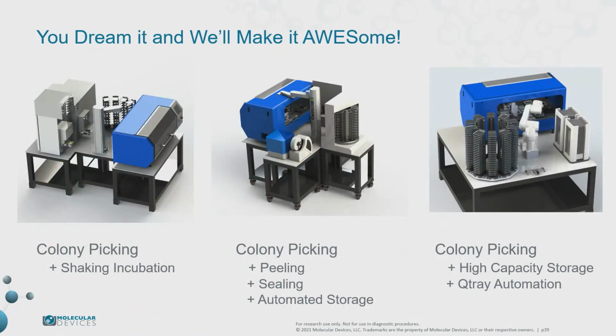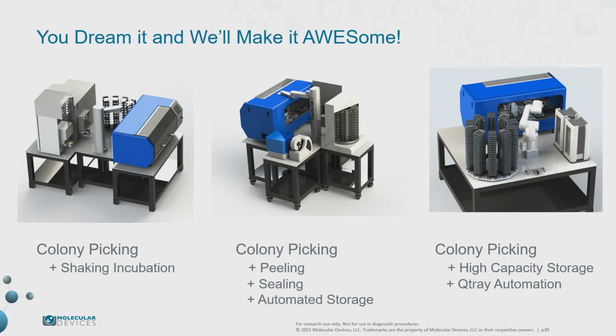So within reason and some physical limitations, of course, if you dream it, we will make it awesome. Here you can see 3 examples of colony picking with the Cupix, along with integration of shaking, incubation, peeling and sealing, and automated storage, and finally high capacity storage and Q-tray automation using a robotic arm.